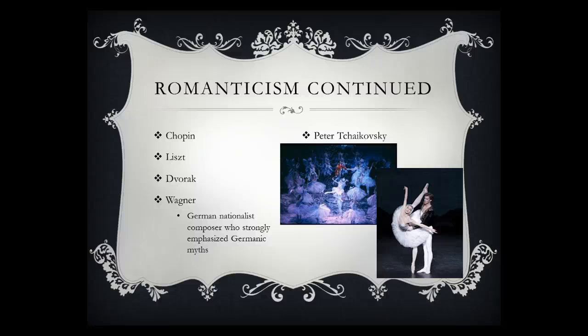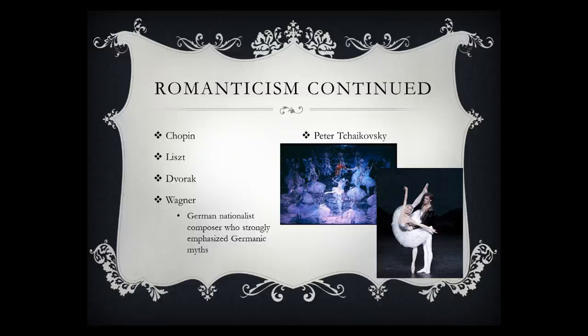Along with Verdi, he is considered the greatest opera composer of the 19th century. His development of the music drama is often considered the culmination of the Romantic era. And he's a German nationalist composer who strongly emphasized German myths and legends. So there again, we have nationalism and Romanticism very much intertwined.